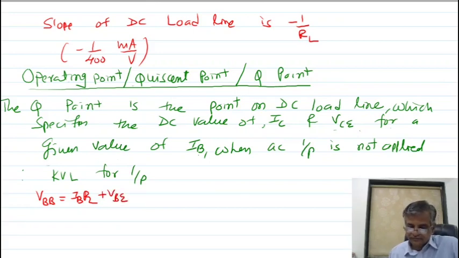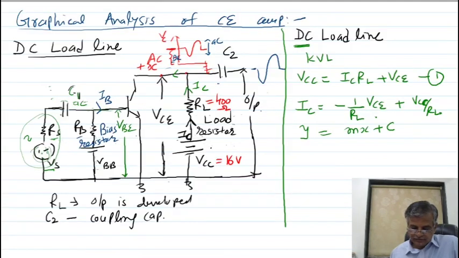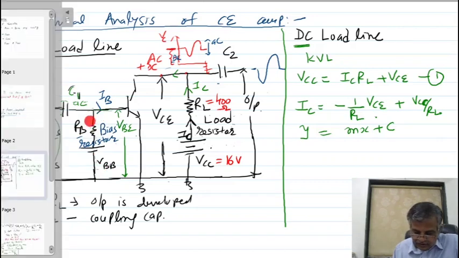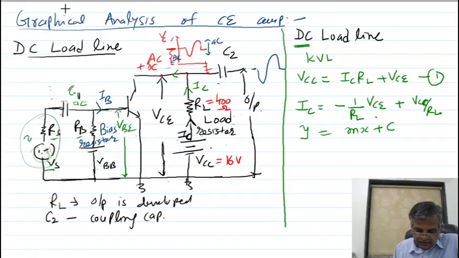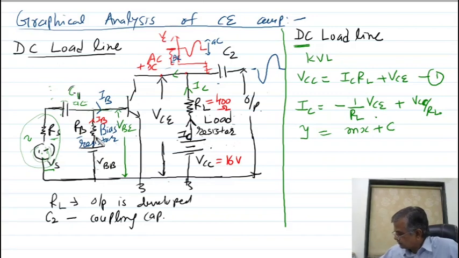Look here. This voltage is equal to this voltage. What is this voltage? This is your IBRB. So this voltage is equal to IBRB plus VBE. So that I have written.